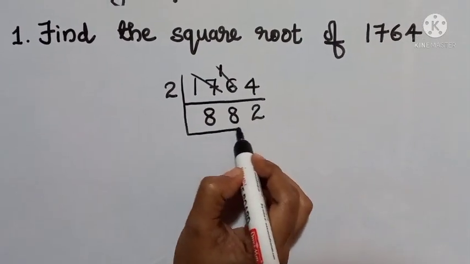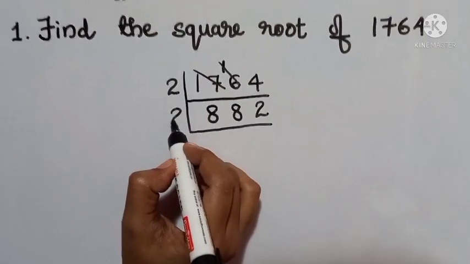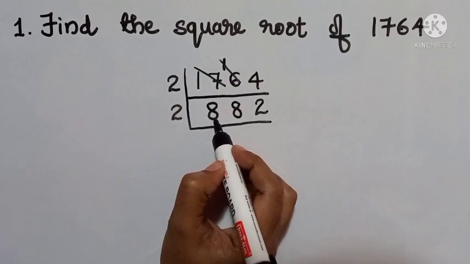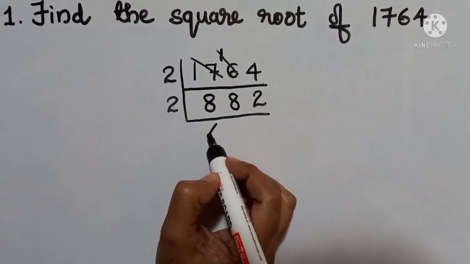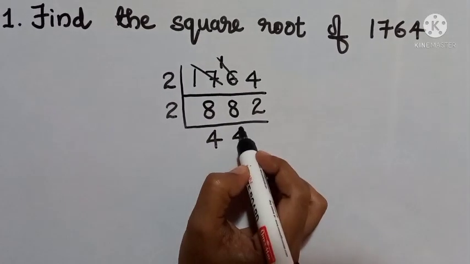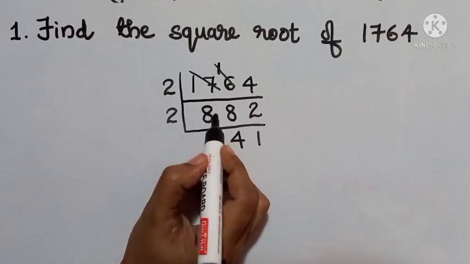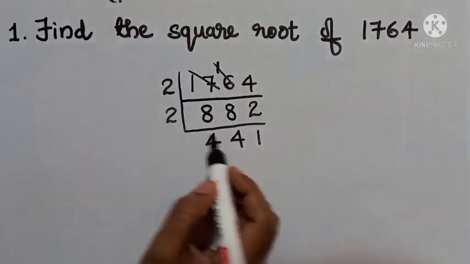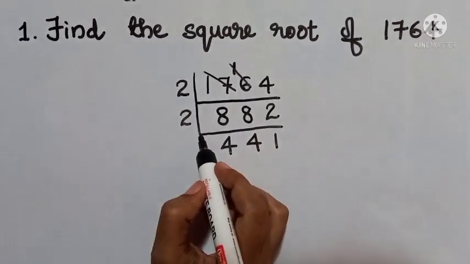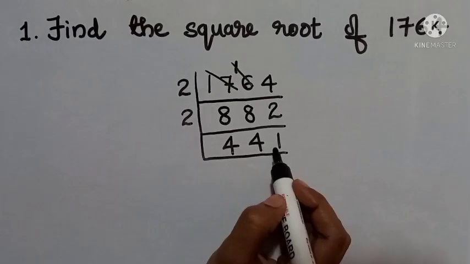And next step, this is again an even number, so it is divisible by 2 and dividing 8. How many times 2 is there? 4 times. Again 8, 4 times, and 1 time. Here there is no remainder, so no need to cancel that, and if you are cancelling also no problem. Then see, here we have got 441.